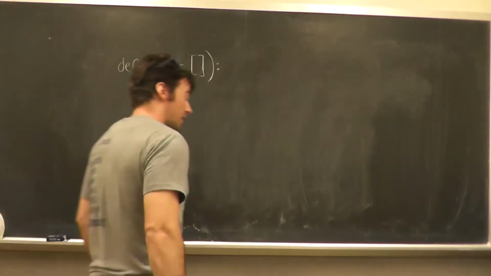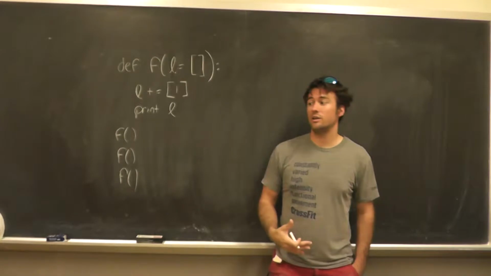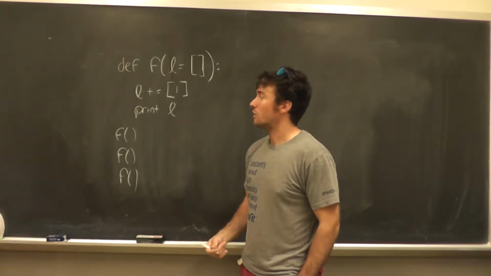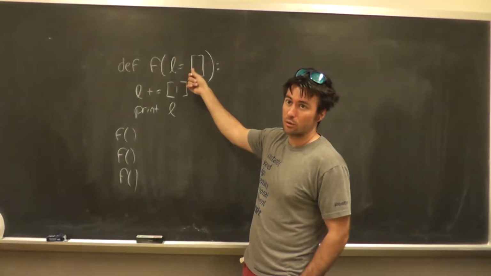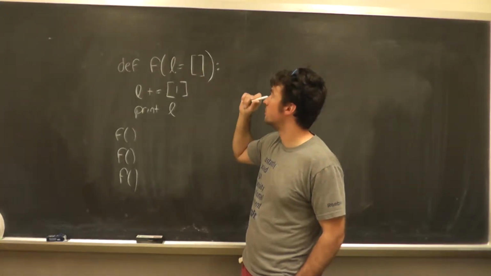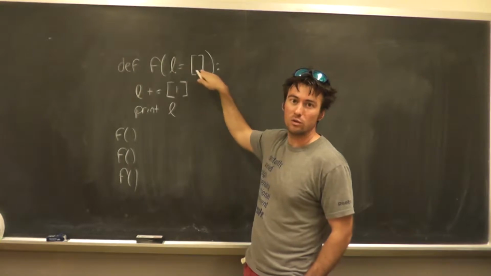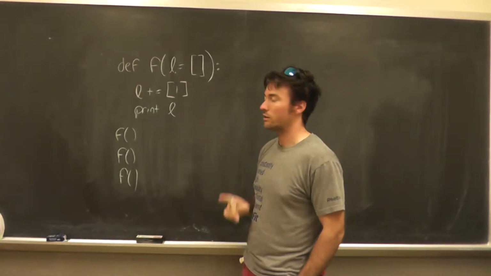All right, another tricky thing I wanted to clarify. There was a question about the fact that when you define default values for parameters in a function, this assignment only happens once. And I'll explain what that means.